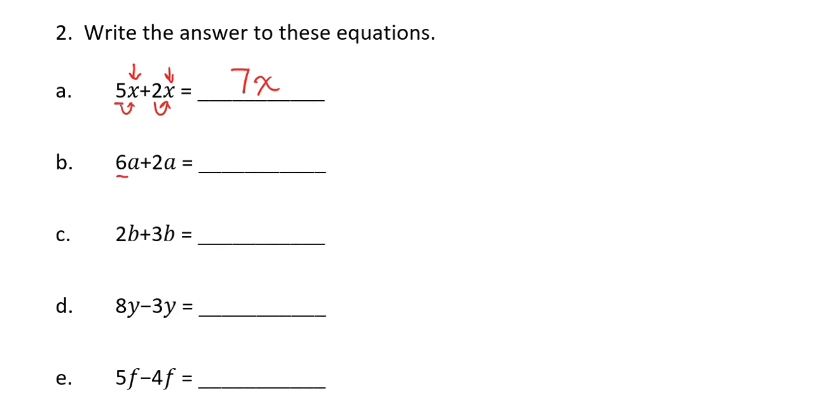Question B says we have 6 of some unknown number, and to that we'll add 2 more of that unknown number, which gives us 8 of the unknown. Question C says I have 2 of an unknown number, and I'll add 3 more of that unknown number. So that would be 5b, or 5 of the unknown. In question D, I'm going to start with 8 of some unknown number, and I'm going to take away 3. That leaves me with 5 of that number. And question E says I have 5 of some number, and I'm going to take away 4 of that number. That would leave 1 of the number.